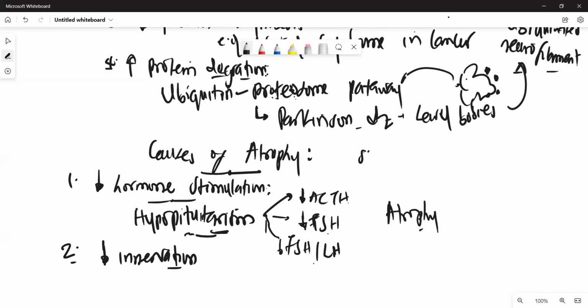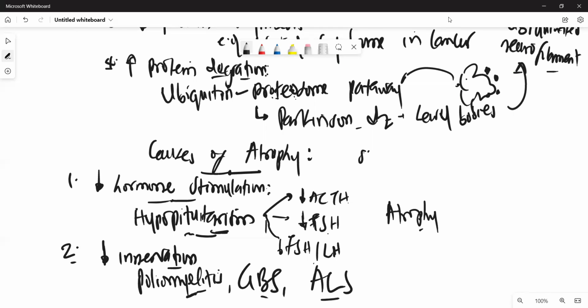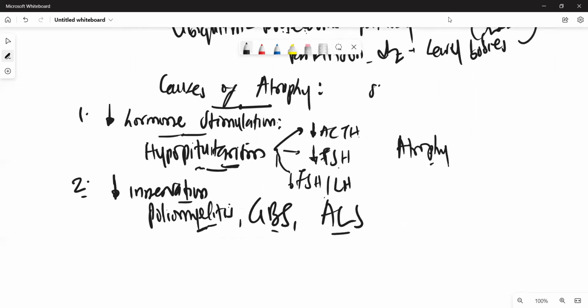Another cause of atrophy is decreased innervation. If the muscle is not innervated, the patient cannot use the muscle, and that can lead to atrophy of the muscle. Examples we see: poliomyelitis, that normally affects the anterior horn, which is also called the ventral horn; or Guillain-Barré syndrome, which is a problem with the Schwann cells leading to demyelination of the peripheral neurons; or ALS, amyotrophic lateral sclerosis, which affects both upper motor and lower motor neurons.